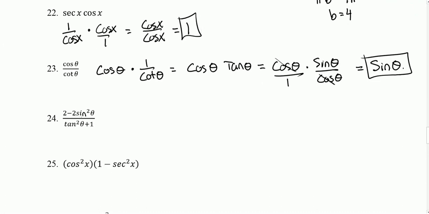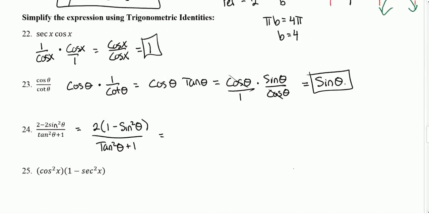We have 2 minus 2 sine squared theta. We're going to need to factor out a 2 first. So you get 2 times 1 minus sine squared theta over the tangent squared theta plus 1. Here we're going to have to use our trig identities to help us out a little bit.